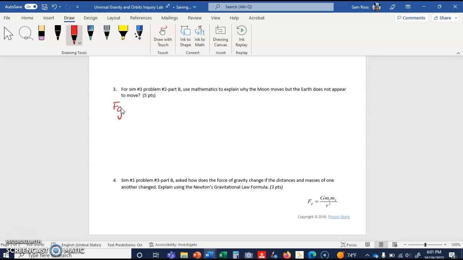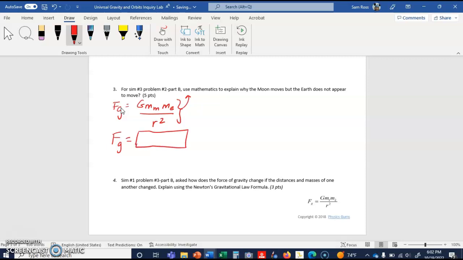For problem 3, it says use mathematics to explain why the moon moves, but the Earth does not appear to move. So the gravitational force is equal to G, the mass of the moon times the mass of Earth over the distance from the moon to Earth squared. I plug this in, and all of these numbers are up there at the top of your page, so you're going to get a number for this.